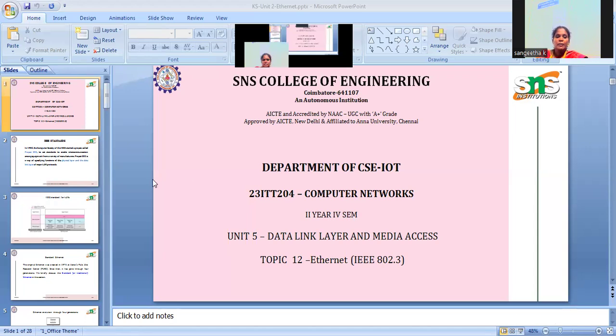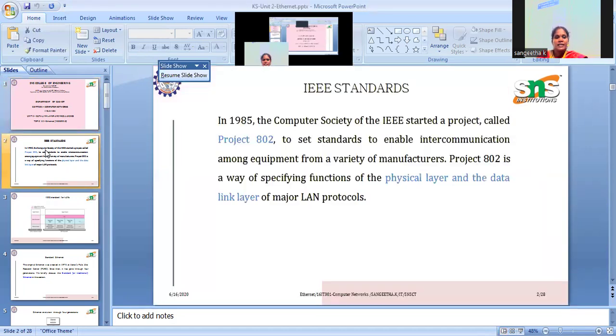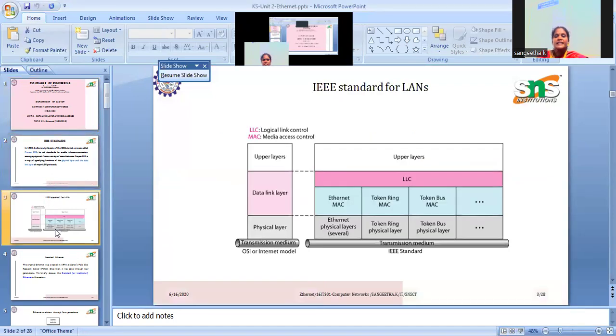The IEEE 802.3 is a project of the Computer Society of IEEE. It started in the year 1985. The main focus is to enable communication among equipment from a variety of manufacturers. Project 802 is a way of specifying the functions of both the physical layer and data link layer for major LAN protocols. There are a variety of standards in the data link layer: Ethernet, token ring, token bus, and so on.